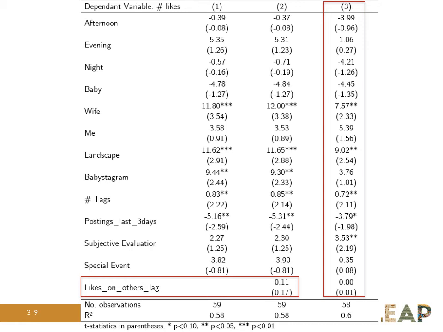So when I remove the outlier here, the significance of the Bayes diagram variable is gone. That means that the previous results were not robust. So you have to do robustness checks as well. And another change is that now I have a significant subjective evaluation, right? So it was not the hashtags, but subjective evaluation that was more important when I removed the outliers.